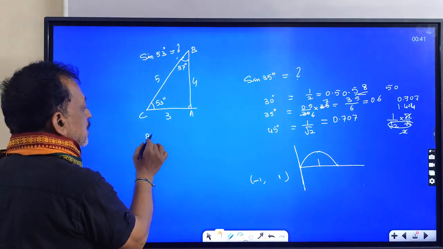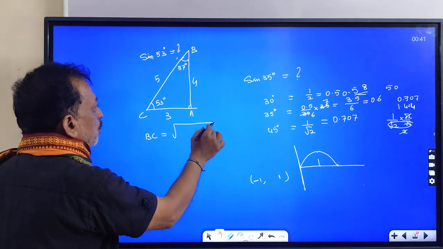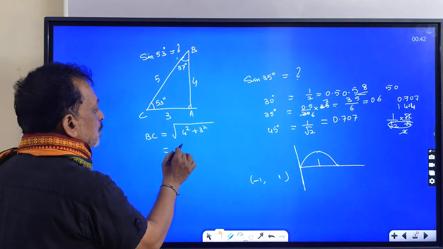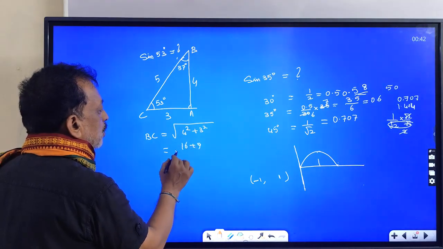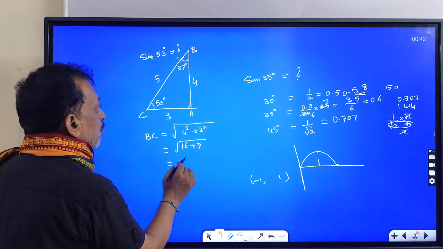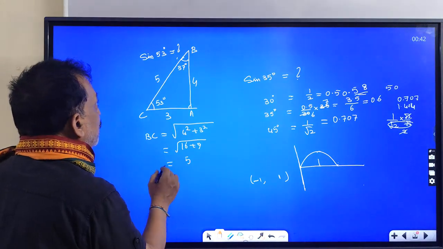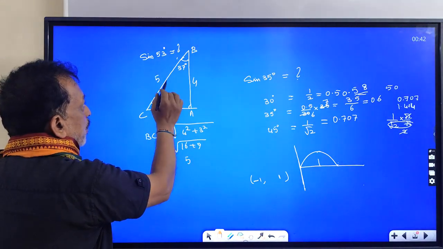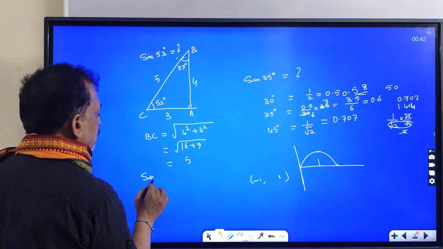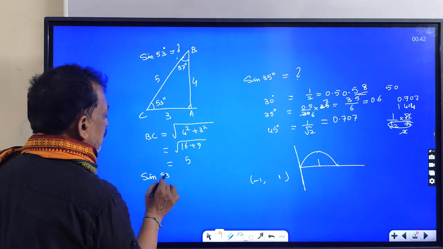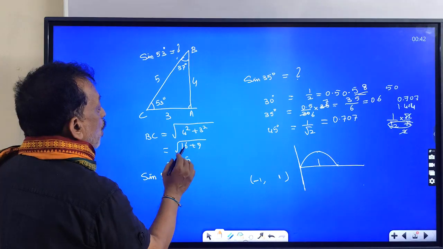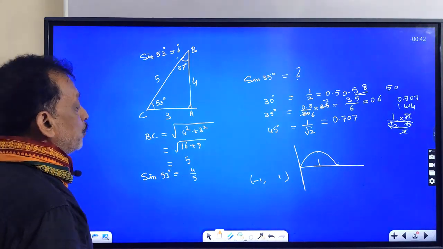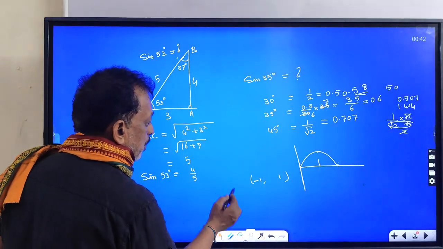So BC is equal to square root of 4 square plus 3 square. That is equal to 16 plus 9, which is 5. Now I want to find sine 53. Sine 53 is opposite side by hypotenuse. So sine 53 is equal to opposite side 4 by 5. This is exactly what you are going to get.